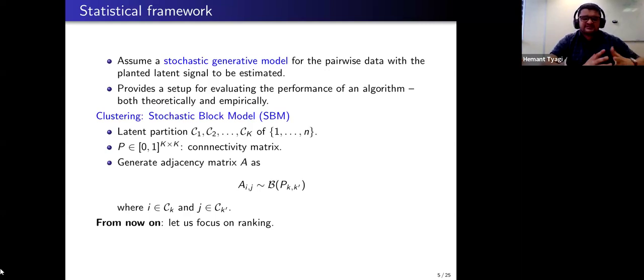And there are lots and lots of methods to do this. I won't go into the details, but it's just to give you a flavor of what exists for clustering. But my focus is really on ranking. So from now, let's just focus on ranking.